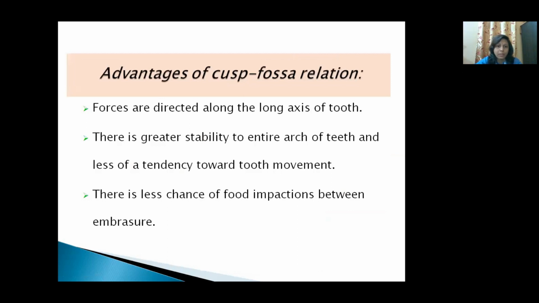Cusp fossa relationship gives the advantage of forces being directed along the long axis of the tooth, greater stability to the entire arch of teeth, and less of a tendency towards tooth movement. And there is less chance of food impaction between the embrasures.